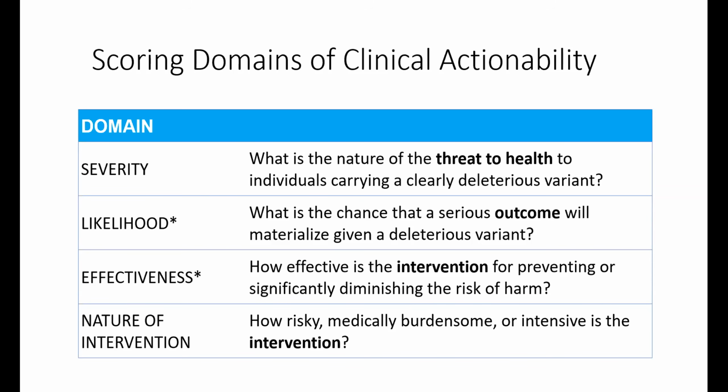So something like a total gastrectomy in the case of CDH1, that would get a very low nature of intervention score because it's very medically burdensome, very intensive. It has a lot of risk associated with it. Whereas something like regular invasive surveillance might get a much higher nature of intervention score.